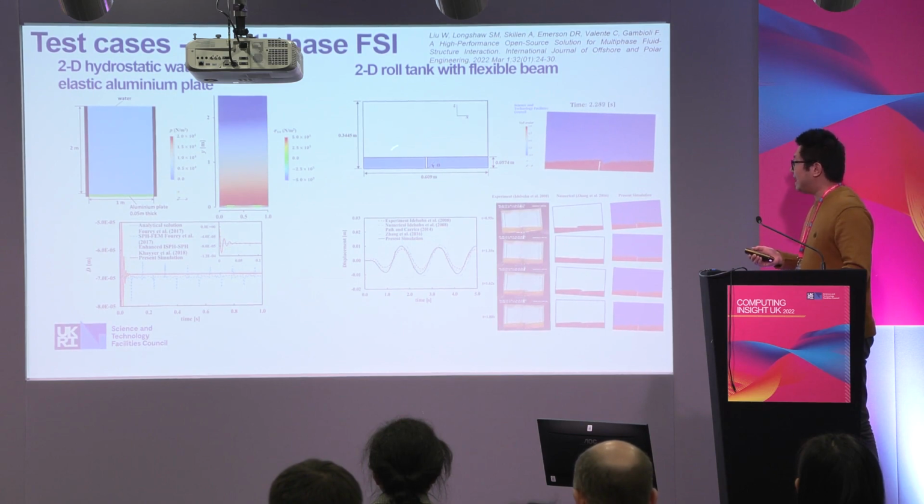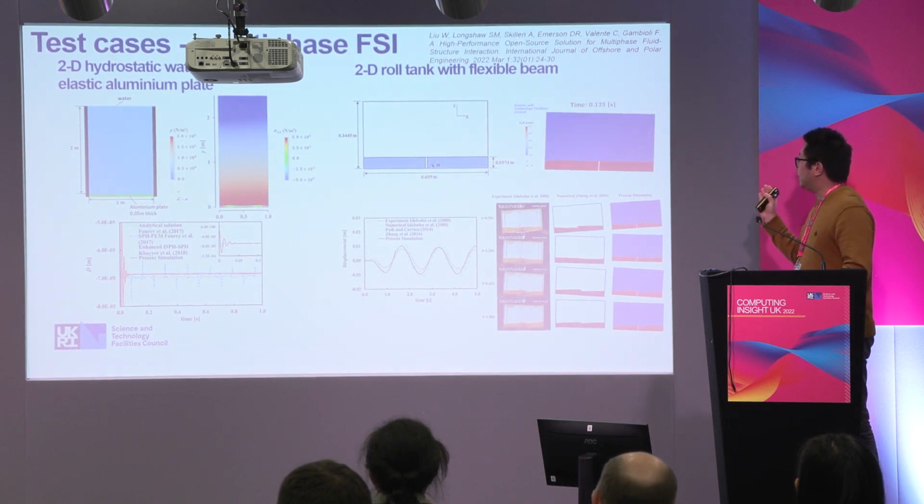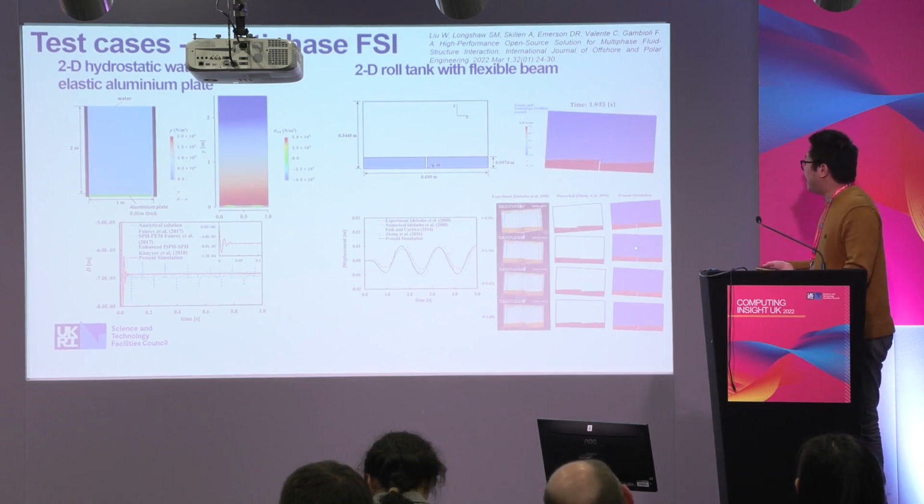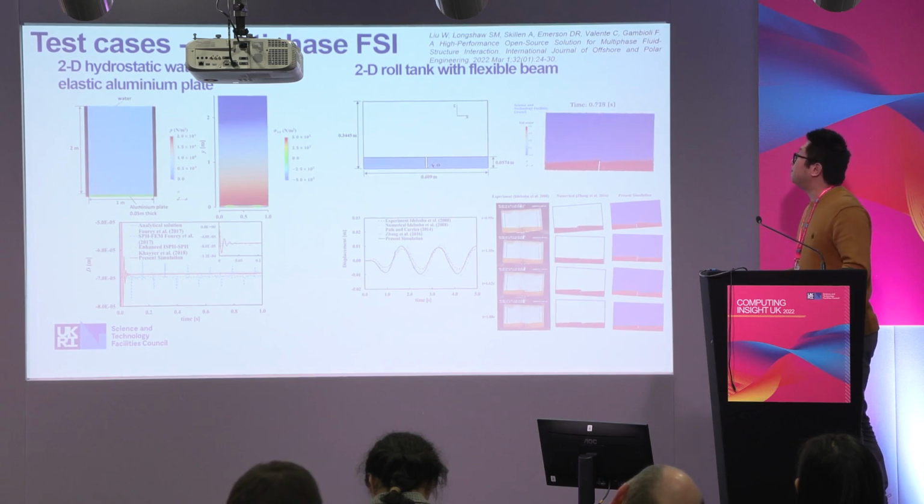In this case, there is a rolling tank, and on the middle bottom of the rolling tank, we have an elastic beam. And when the tank is rolling, the fluid inside the tank will make the beam flexible. We carried out this simulation and compared it with the experimental data and other numerical simulation results. Again, it matches very well with the experimental data, and we compared our phase contour with the experiments and the other numerical simulation results. Again, it matches very well.